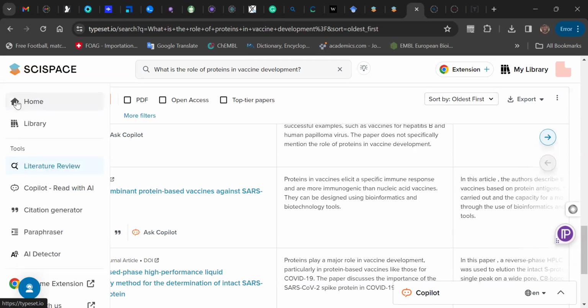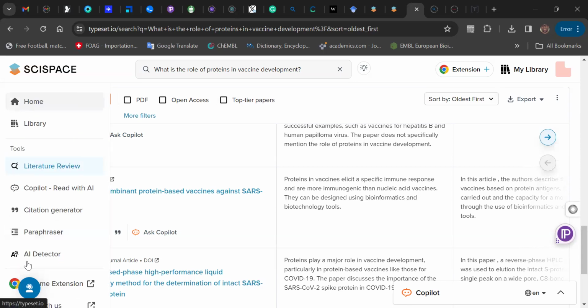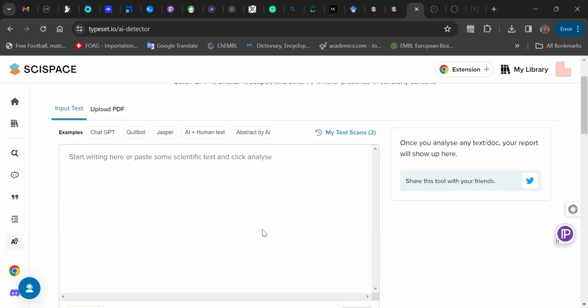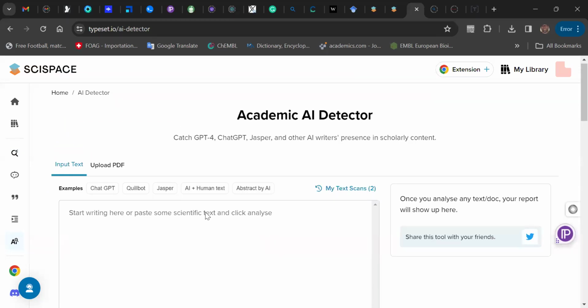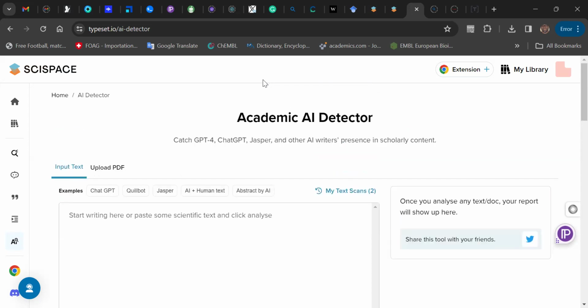There are other things you can do from Scispace. Like I've told you, you can do your citation generation. You can do paraphrasing. If you have the paid version, you can do AI detection too. So that basically is what I feel you should know on using your Scispace.